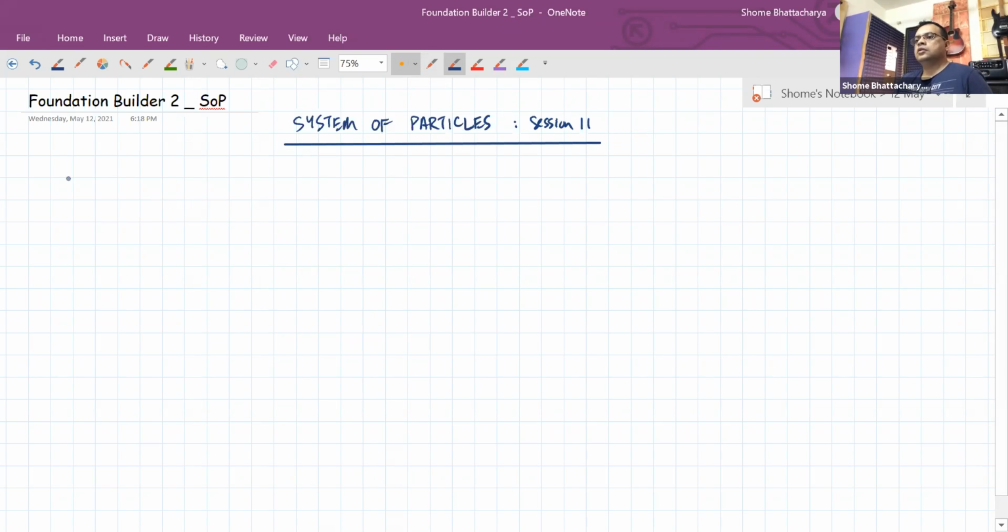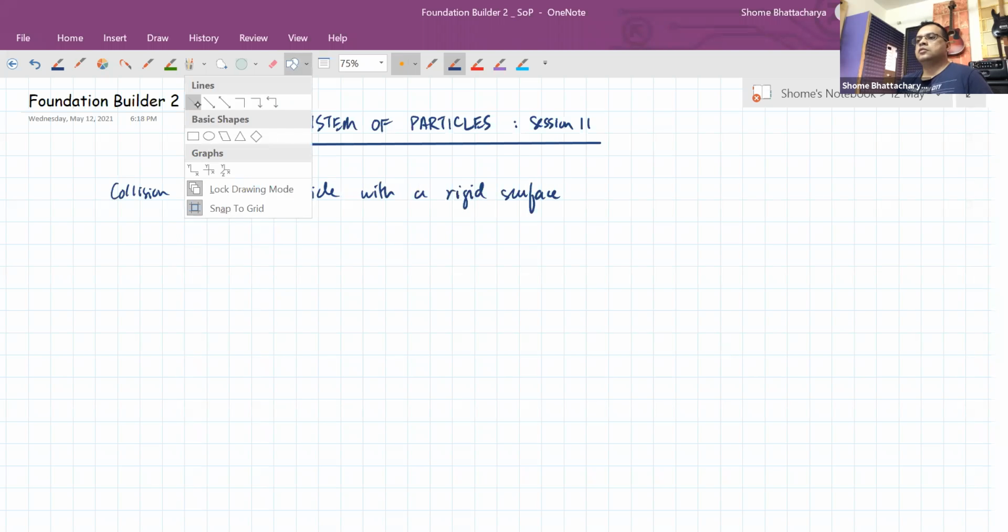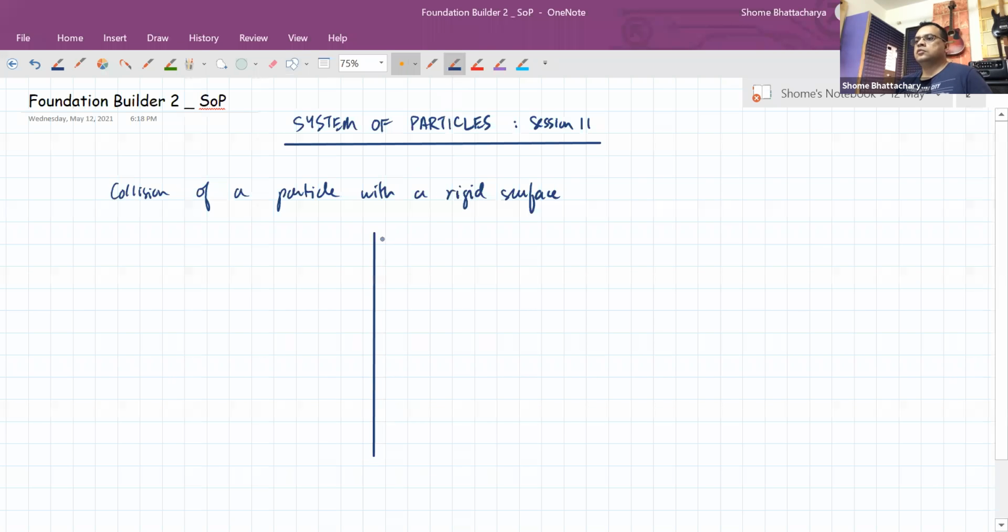Okay, so in this, let's start with a quick recap of the concept of collision of a particle with a rigid surface. So what we had learned is that if the particle collides with an incident velocity, let's say V naught, which is making an angle of incidence with respect to the normal of theta naught, then the incident velocity V naught has two important components.